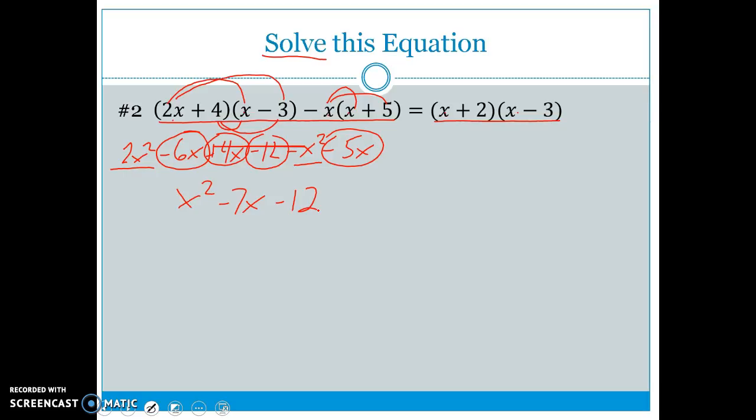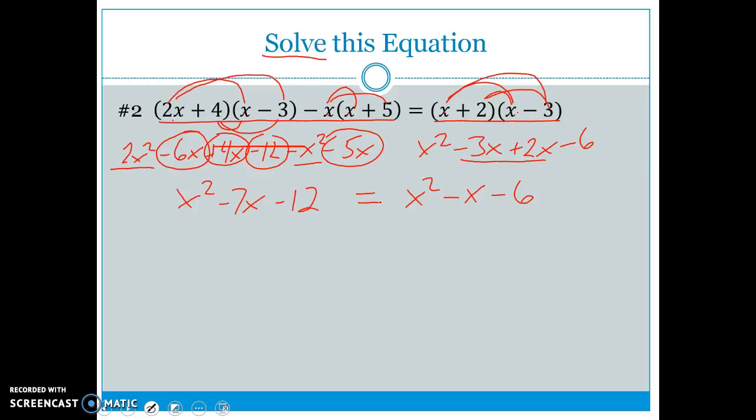Then I'm going to simplify the right side. I'm going to take x times x, which is x squared. x times negative 3 is negative 3x. 2 times x is 2x. And 2 times negative 3 is negative 6. If I combine like terms, I'm going to have x squared, negative 3x plus 2x is negative x, minus 6. And this equation says that those two sides are equal to each other.